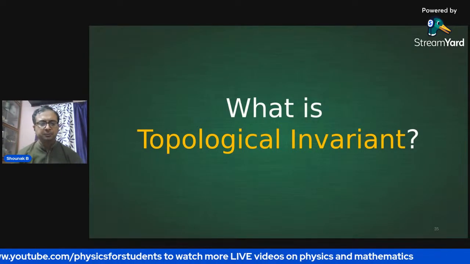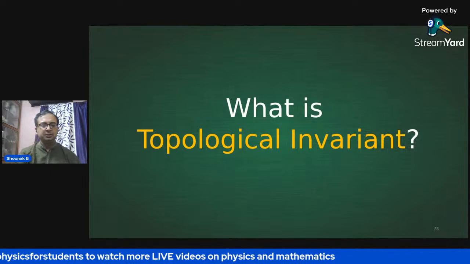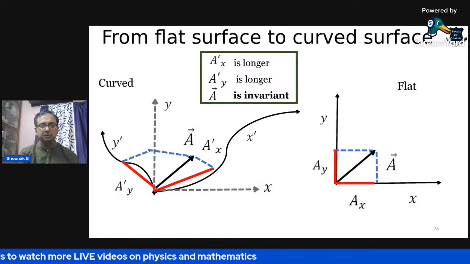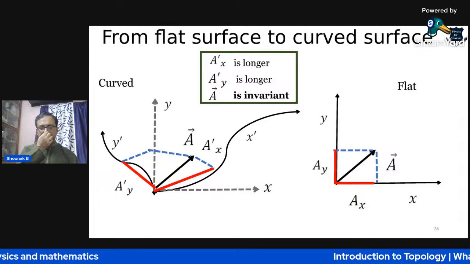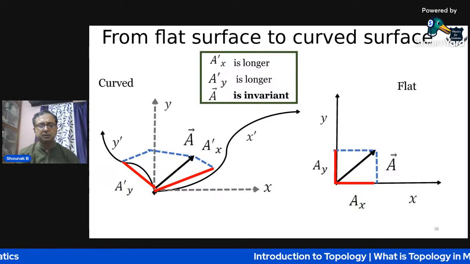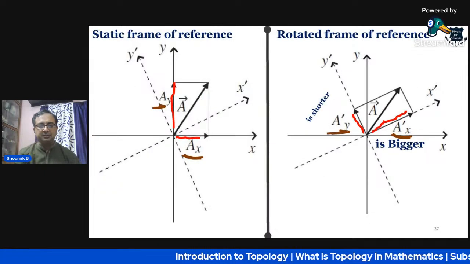So we will once more visit what a topological invariant is. Here you see, I have shown this maybe earlier also, that when we move from a flat surface to a curved surface, the basic vector is the same.